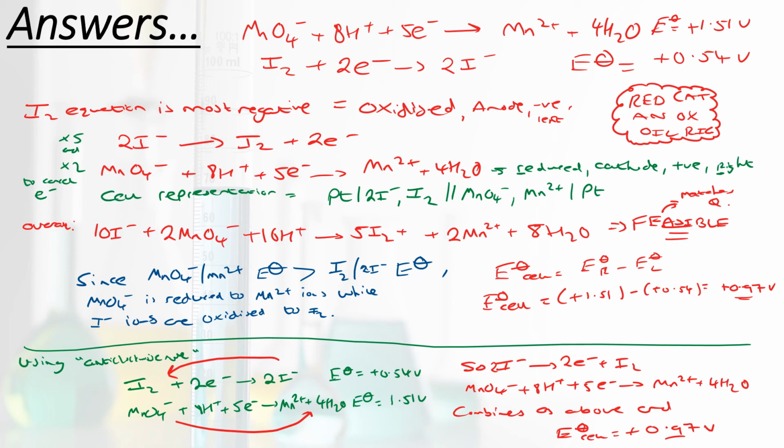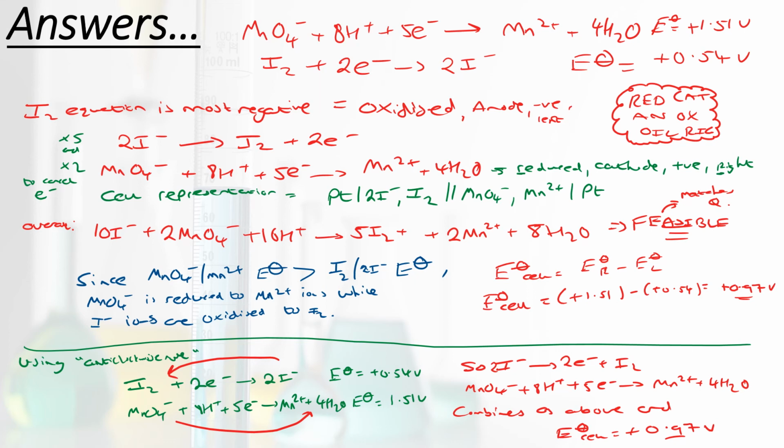Then we need to combine our equations. We need our electrons to cancel. We have 2 electrons in the iodine equation, 5 in the permanganate one, and so the easiest way to get these to be equal is to times the iodine one by 5, the permanganate one by 2. This will give us 10 electrons on each side. And so then when we combine our equations, putting all of the reactants onto the reactant side, all of the products onto the product side, and cancelling out the 10 electrons on each side, we end up with an equation of 10I- plus 2MnO4- plus 16H+, going to 5 lots of iodine, 2 lots of the manganese ion, and 8 waters.